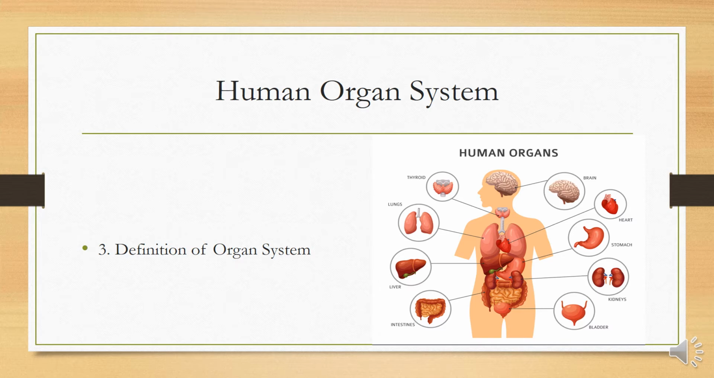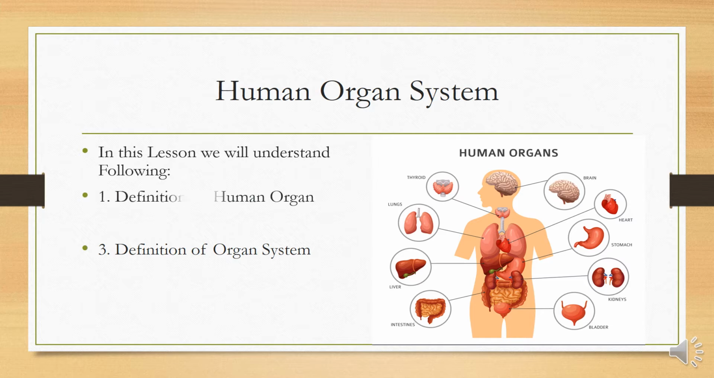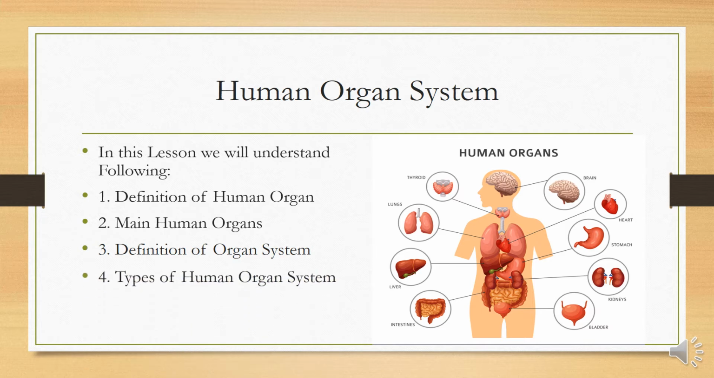Dear students, today we are going to start the human organ system. In human organ systems, we have a whole set of human organs in this diagram. So, in this lesson, we are going to understand, number one, the definition of human organ, main human organs, the definition of human organ system, types of human organ system, and the work of human organ systems.